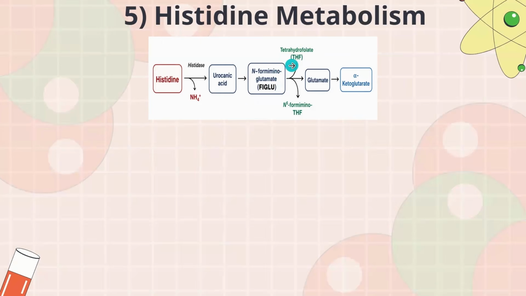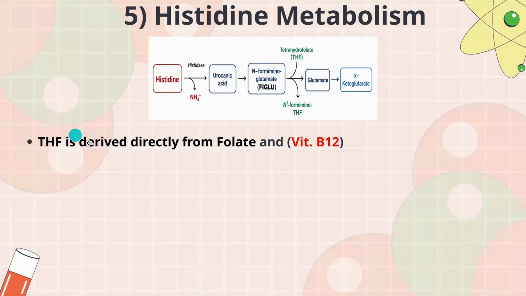Right? You would want to know that THF is directly derived from folate and B12. That's why I put it with them there, because technically THF contributes to formation of methionine from homocysteine. And also glutamate eventually forms alpha-ketoglutarate. This is a step that's supposed to be easy, and we already know this, right? So yeah, THF is directly derived from folate and vitamin B12.